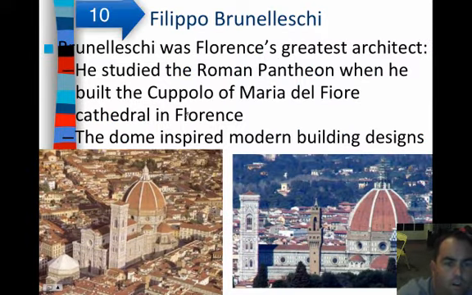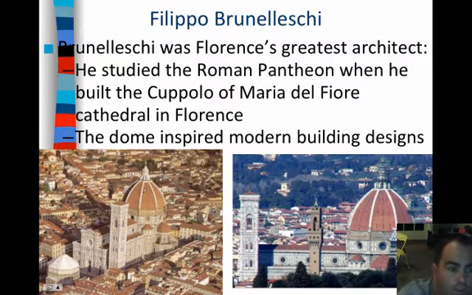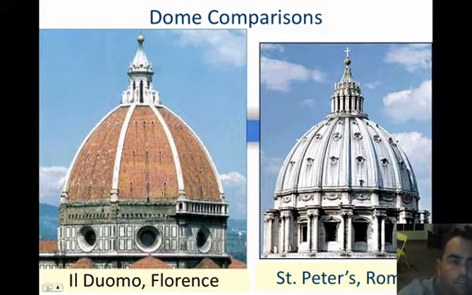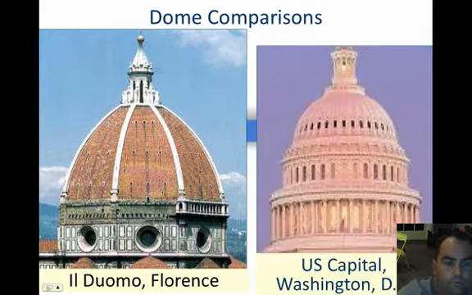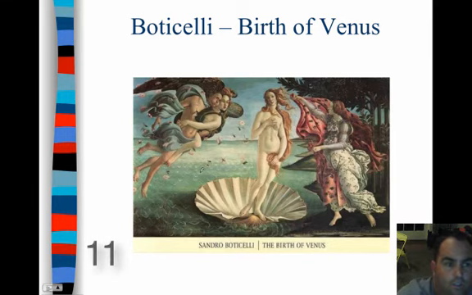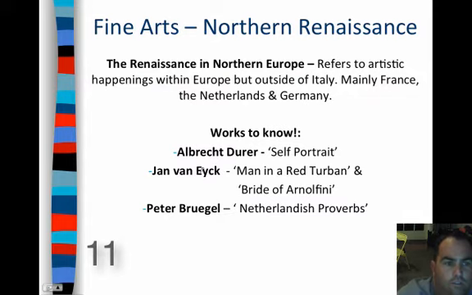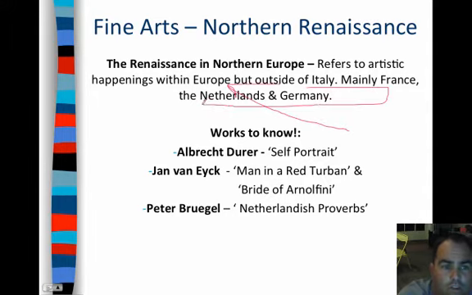Brunelleschi is our architect, studied the Roman Pantheon. He then used these dome-inspired designs to build modern buildings. Do you notice a pattern? Botticelli, The Birth of Venus. Then, like the rest of the Renaissance, the movement is going to move north. Outside of Italy, mainly France, Netherlands, and Germany.